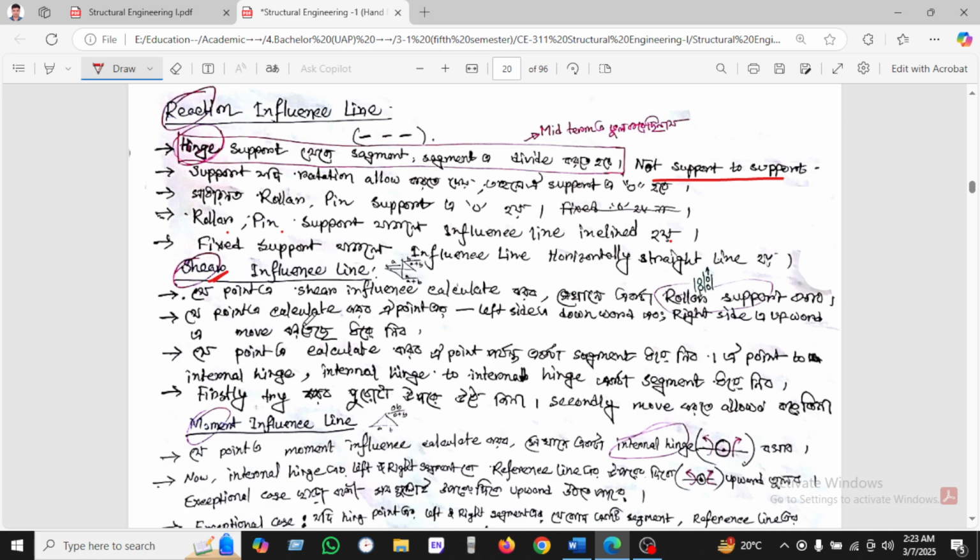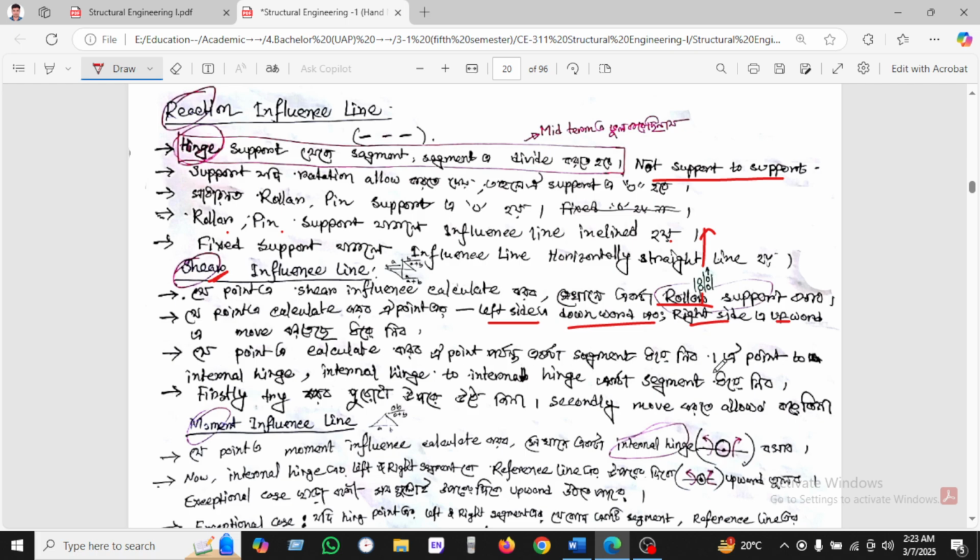Where we will calculate the shear, at that point we will insert a roller support. Then the left support will be downward and the right support will be upward. So like this, downward and upward. Okay, so we'll see.